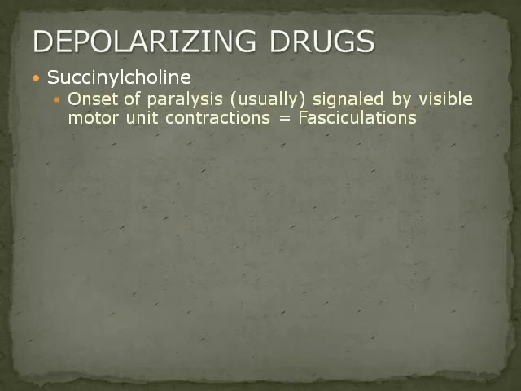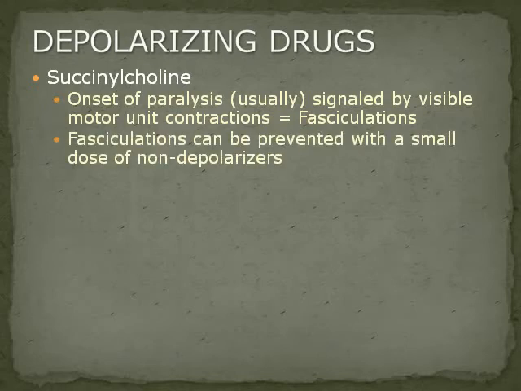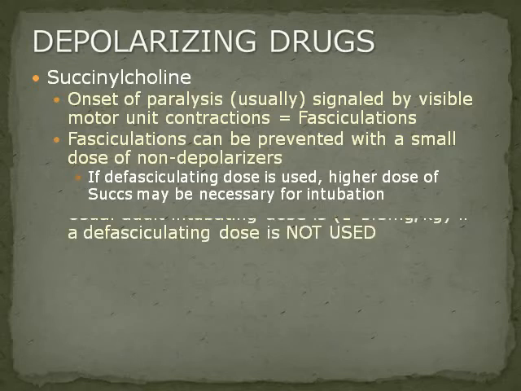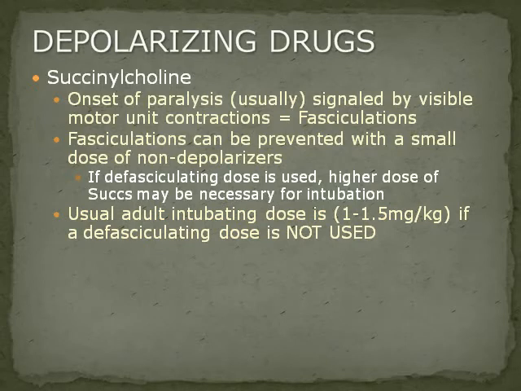The onset of paralysis by succinylcholine is usually signaled by visible motor unit contractions called fasciculations. These can be prevented by pretreatment with a small dose of a non-depolarizing relaxant. Because this pretreatment usually antagonizes a depolarizing block, a higher dose of succinylcholine is subsequently required. The usual adult dose of sux needed for intubation is 1 to 1.5 milligrams per kilogram for acceptable intubating conditions if a defasciculating dose of a non-depolarizer is not used.